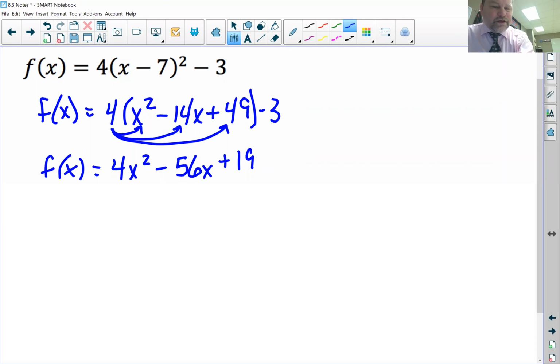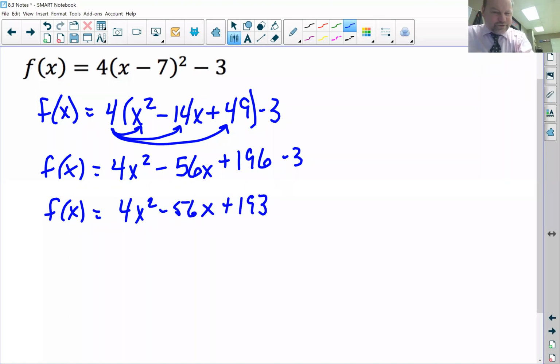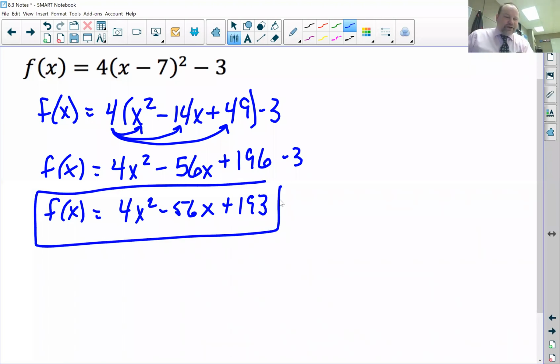4 times 49 is 196. And then we're going to subtract 3. So another one, probably a good thing we're not graphing it, that y-intercept of 193 would be kind of tough to get to.